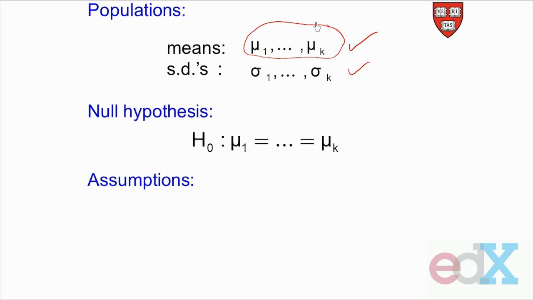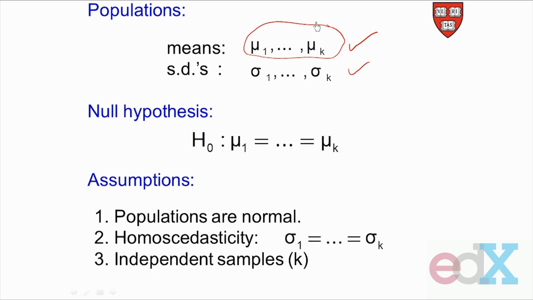Now, in order to do this bigger problem, we are going to make some more restrictive assumptions. We're going to assume, first of all, that all the populations are normal and that we are in the homoscedastic situation. So all these k standard deviations are equal to each other. And the third assumption is that these samples, all k of them, are independent of each other. So it's not the before and after situation. That's the problem we're going to be faced with.